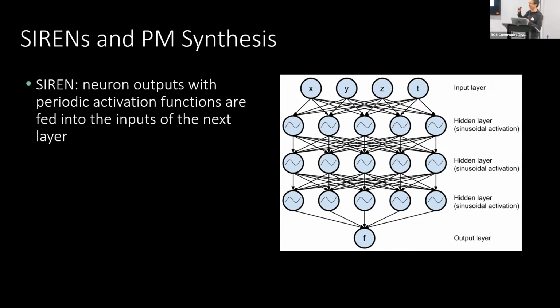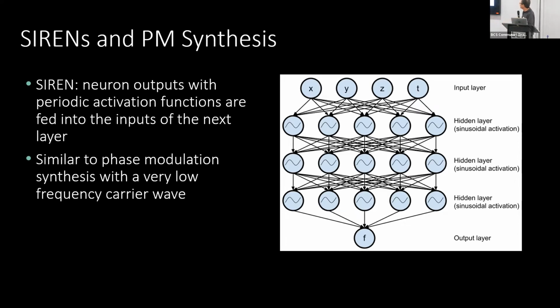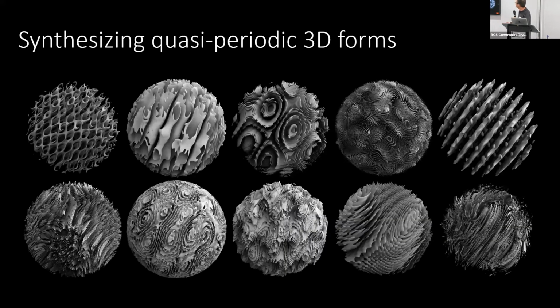So, this is me thinking: phase modulation synthesis can produce all sorts of crazy sounds like the Yamaha DX7, and SIRENs can produce shapes and 3D geometry. Okay, this sounds fun. What can we do with this? Let's experiment with this. So this is where I come to my stuff: synthesizing quasi-periodic forms. It's taking these phase modulation ideas, classic, almost out of control audio synthesis. I like things that are a bit out of control.